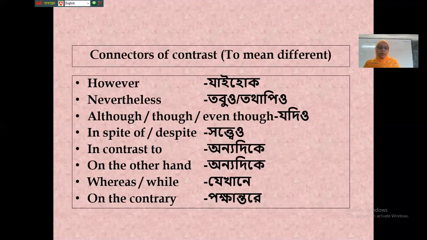The students, there are also some connectors. However, there are also some connectors and their meanings. However, যাই হোক, nevertheless, তবু, তথাপি, although, though, even, যদি, in spite of, despite, সত্ত্বেও, in contrast to, অন্যদিকে, on the other hand, অন্যদিকে, whereas, while, যেখানে, on the contrary, পক্ষান্তরে. The students, if you learn connectors properly, you must know these words and their meanings.